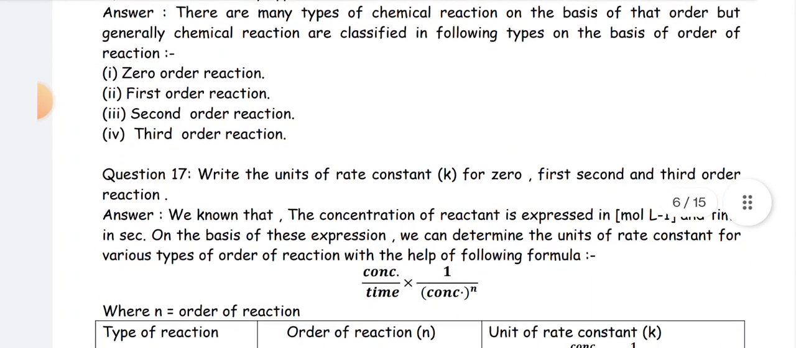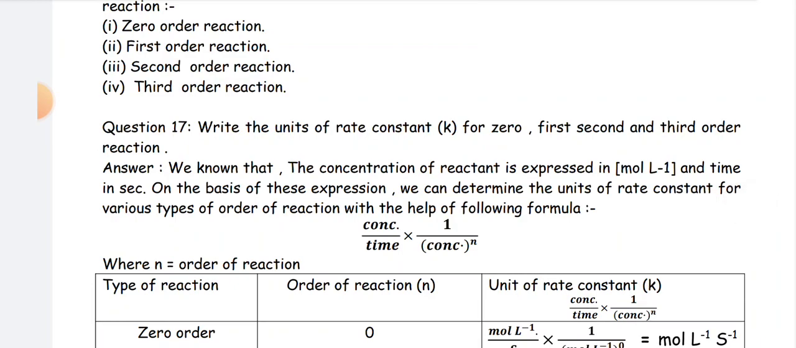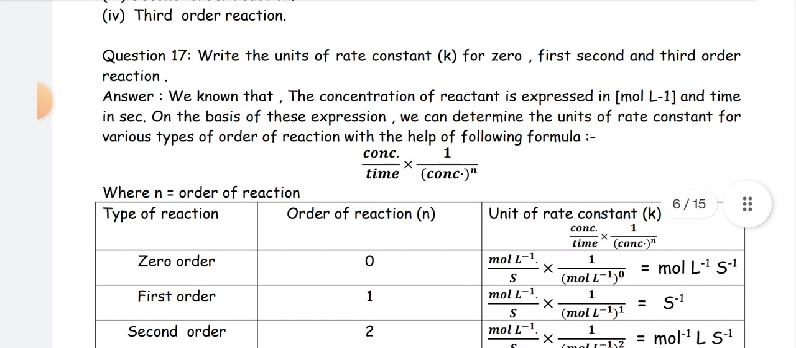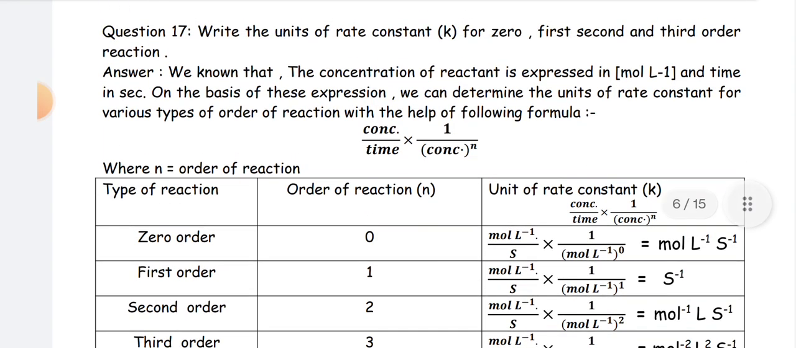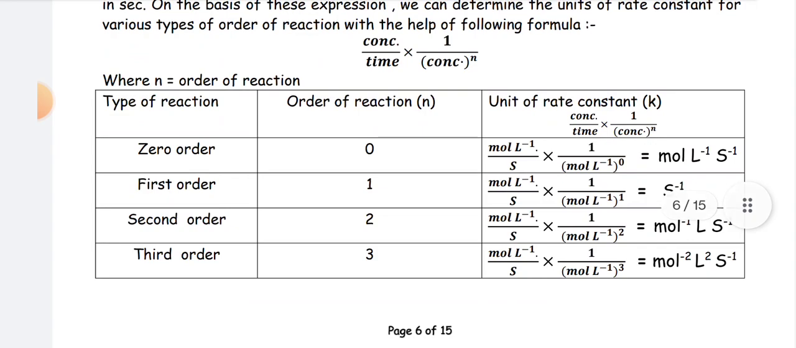And you know very well, with the help of order of reaction we can find out the units of rate constant. Units of rate constant is a very important topic. So for finding out the units of rate constant, for any order of reaction, use concentration upon time into 1 upon concentration power n.